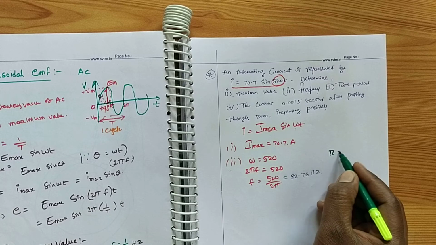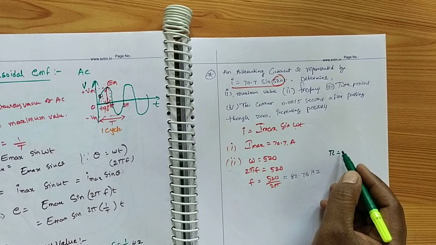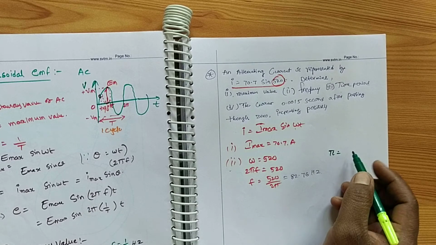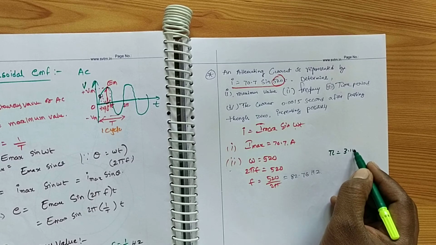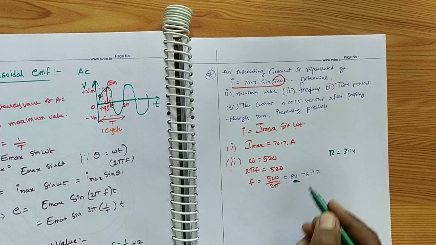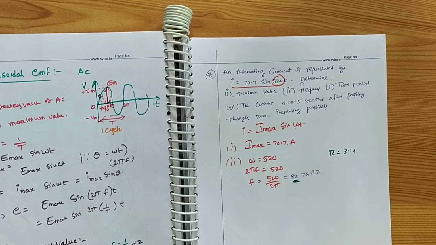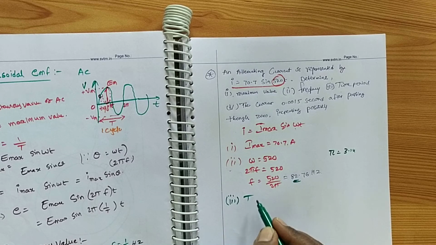What is the pi value? Pi value we have to substitute directly, not 180 degrees. That is 3.14. If you substitute, you will get 82.76 hertz. Next, the third one, time period. How to calculate time period t?